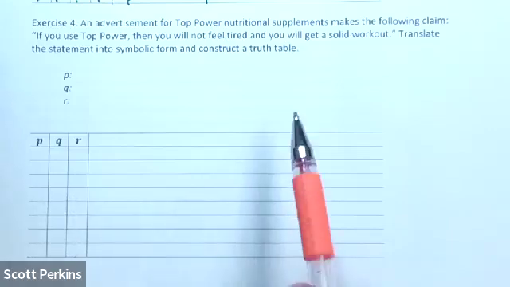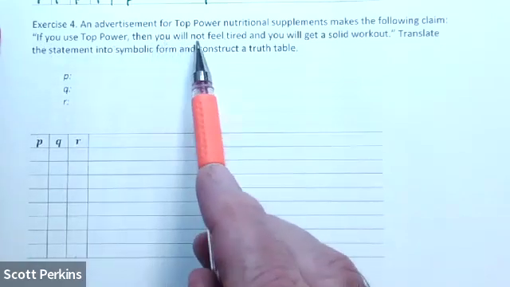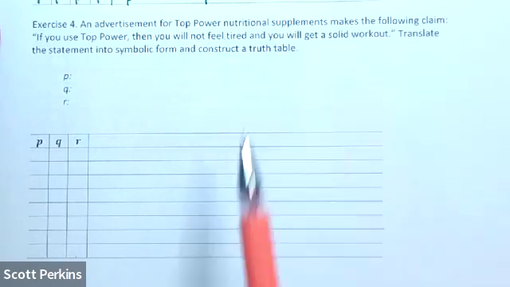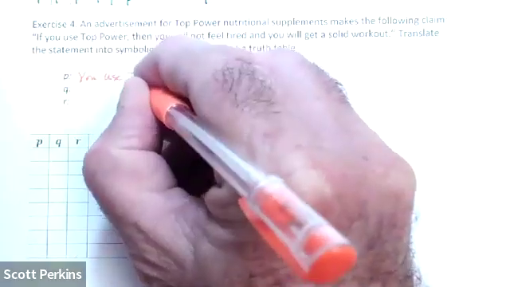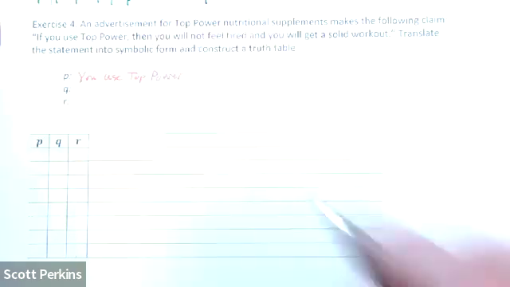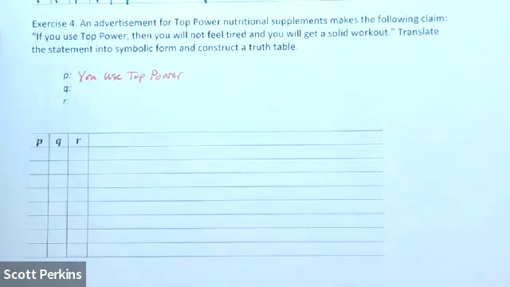Okay, so our statement is, if you use top power, then you will not feel tired and you will get a solid workout. So the first thing we do in any situation like this is translate into simple statements. So reading through, just using them kind of in the order we see them. How about statement P? What do you want that to be? Okay, you use top power. Or if you abbreviated top power, I get it. We're saving a little time and ink. All right, how about statement Q?